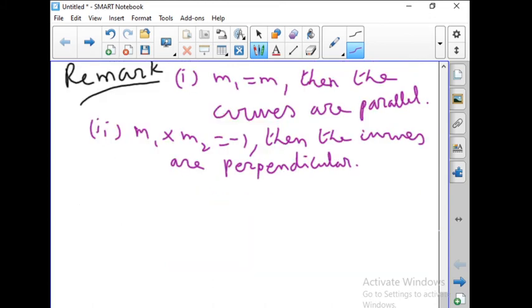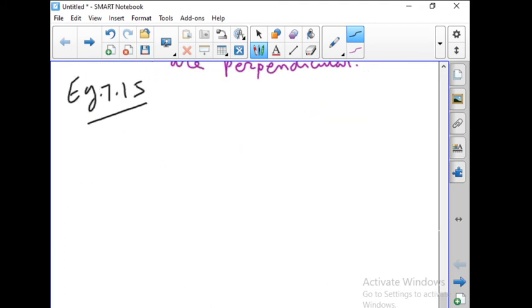Based on this, we will do Example 7.15, because 7.14 is simple, you can take it for homework. So Example 7.15. What is given? Find the angle between the two curves y is equal to x square and x is equal to y square at the points of intersection (0, 0) and (1, 1).